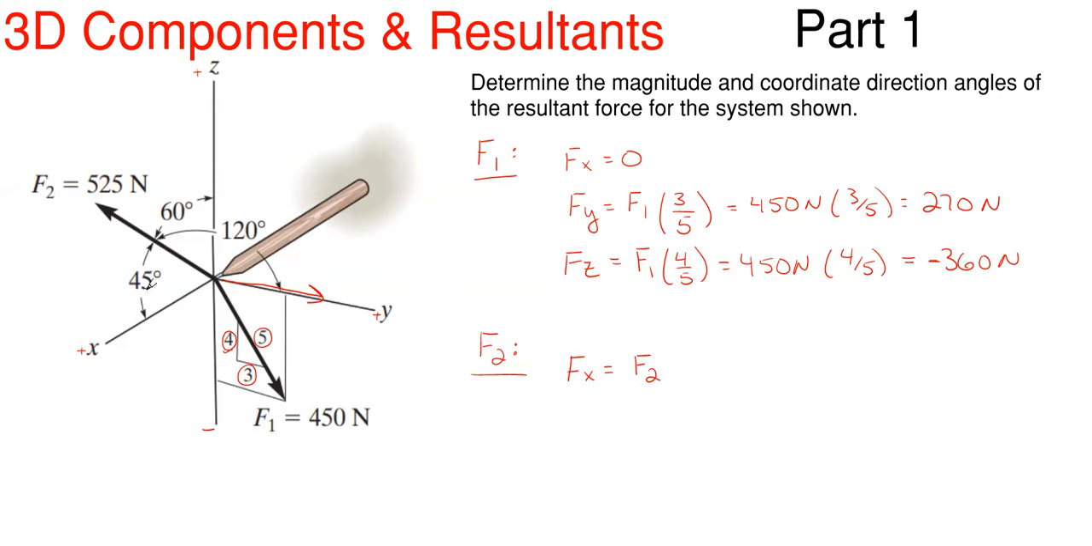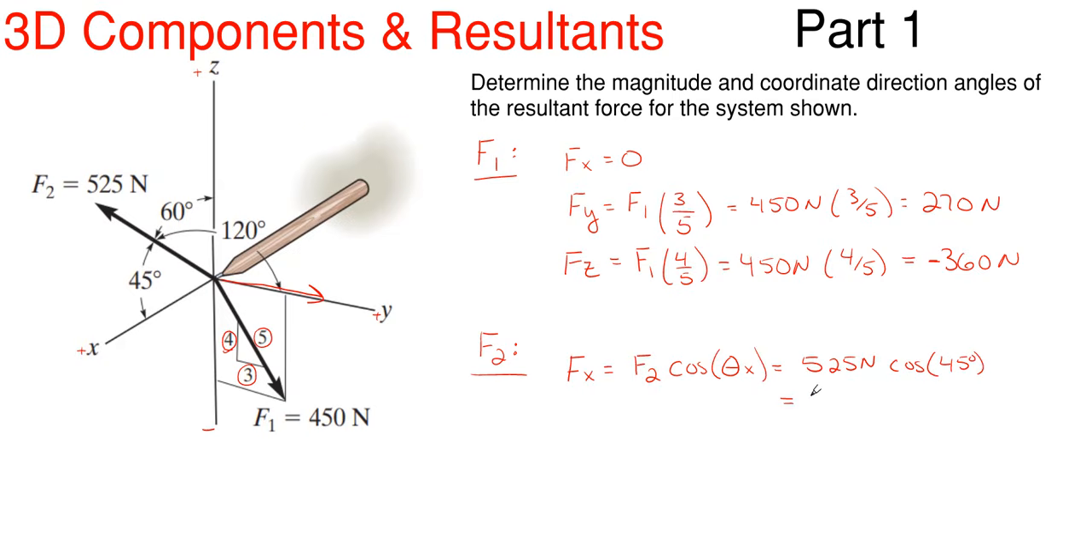Now, since we have angles from each axis, we are going to use directional cosines for each of these angles here. So we would take F2 times the cosine of the angle that is off the x-axis. Depending on how you represent that, nomenclature can be different. We're just going to call it theta x for the angle off the x-axis. So plugging in for F2, we have 525 newtons times the cosine of the angle off of the x-axis to the force we're looking at, which is 45 degrees.